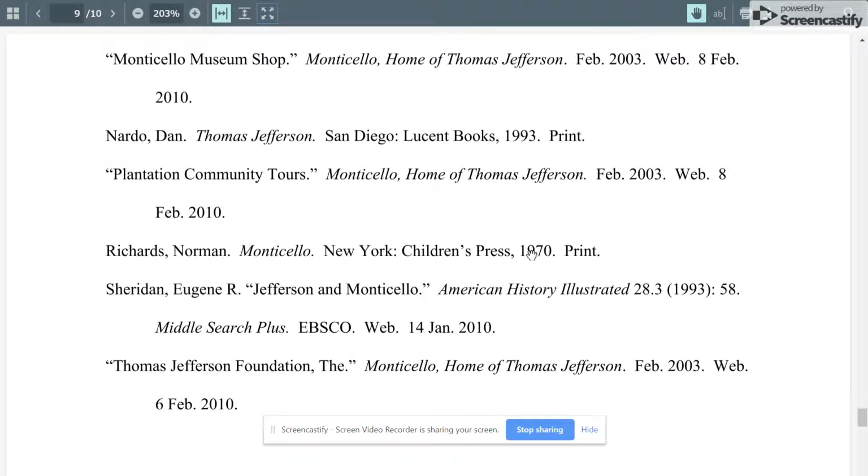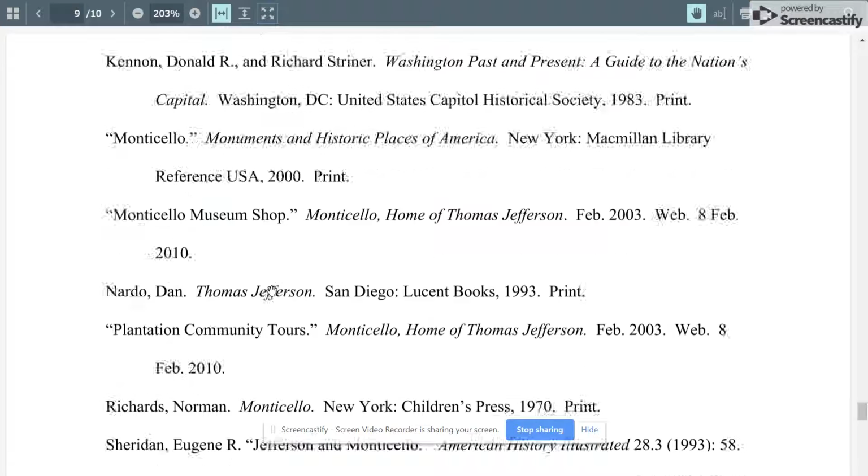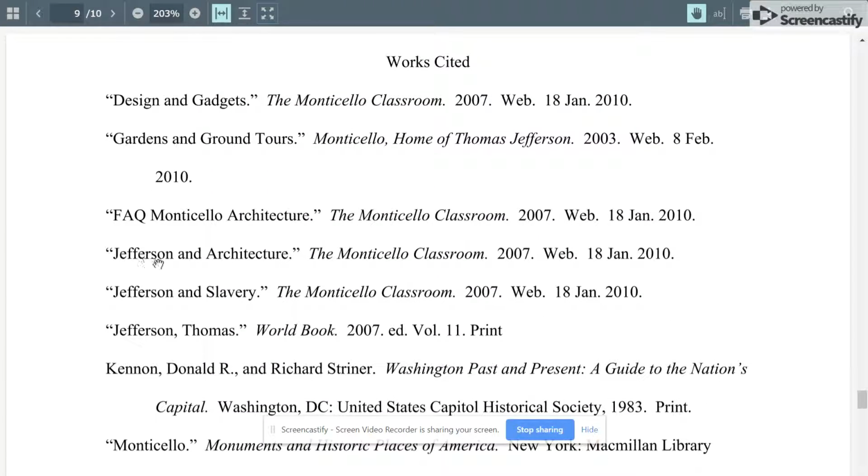Also in that paragraph, we're going to see the name Richards. We're going to see the name Sheridan. She used those books. That gave her some basic information, and it'll tell us the page numbers there as well. She's also going to use, even on the first page, a source called Jefferson and Architecture.